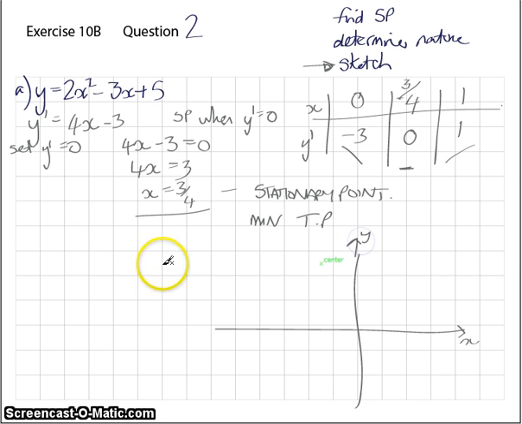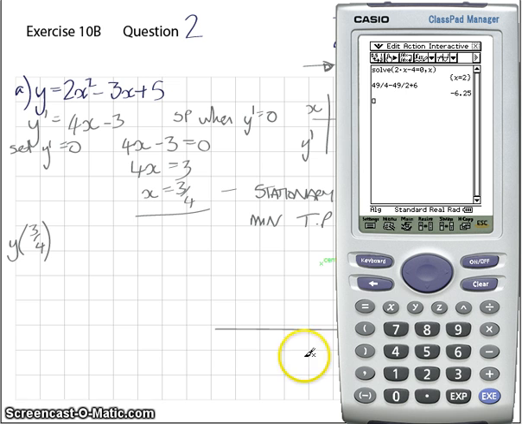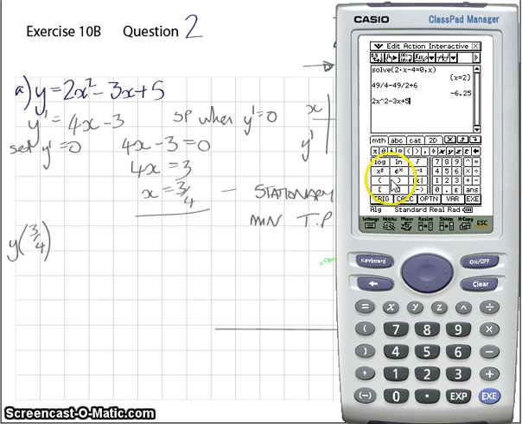So to sketch this, we're going to do a few things. The first thing we'll do is mark on our turning point. We know that it happens where x is 3/4. So I need to work out what the y evaluated at 3/4 is. For that I'm going to use my CAS. I'll type in my function 2x squared minus 3x plus 5. I want to evaluate that, so I go to my math options tab where x equals 3/4 and execute it. I get that it's 31/8, which is 3.8.